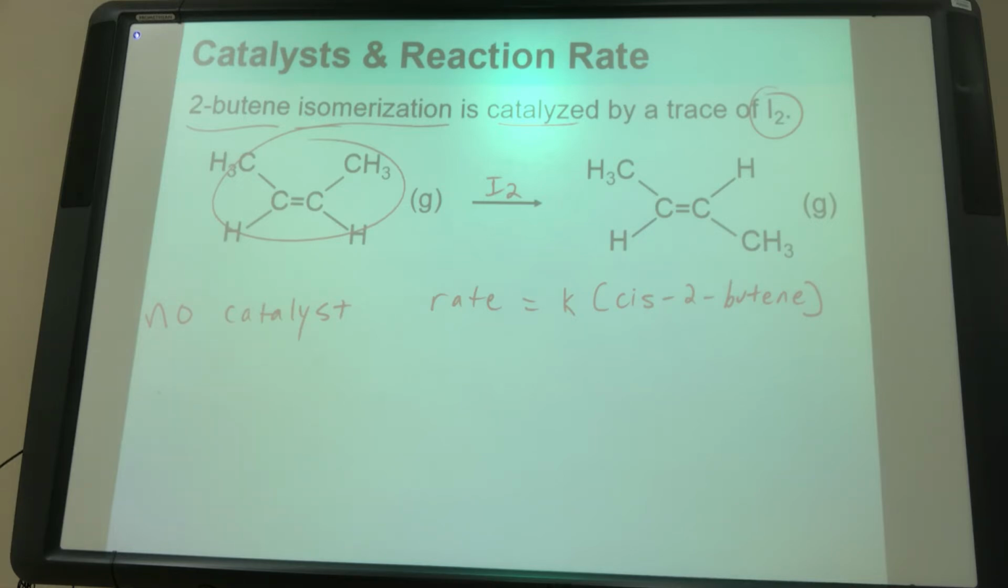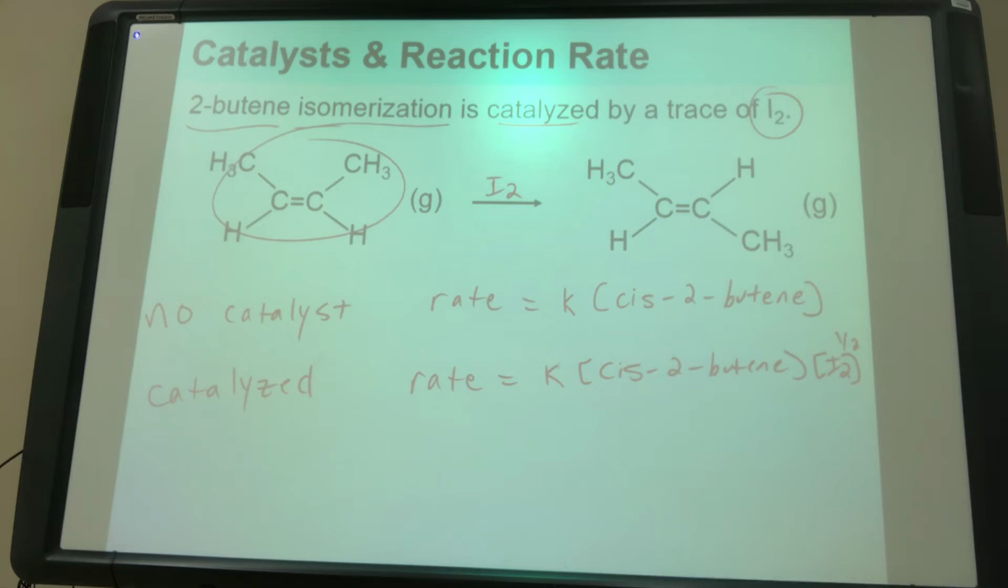So if I want to write the reaction when it's catalyzed, I have to write it a little different. Rate is going to be equal to K. It's still going to be equal to my cis-2-butene. But now I have to take into account my I2. And in this case, it's a half I2, but you just have to know that now that catalyst is included in my rate law when I write it out.